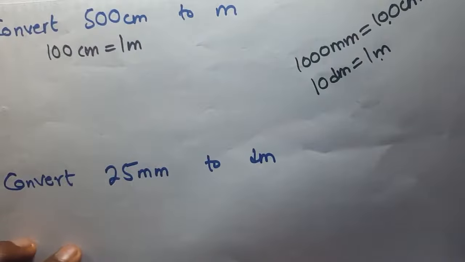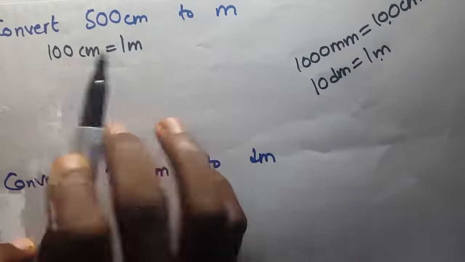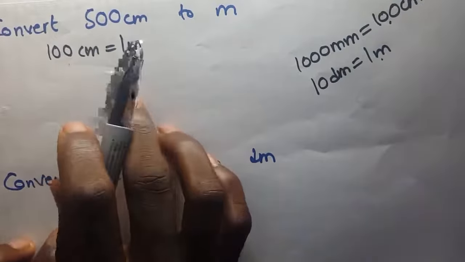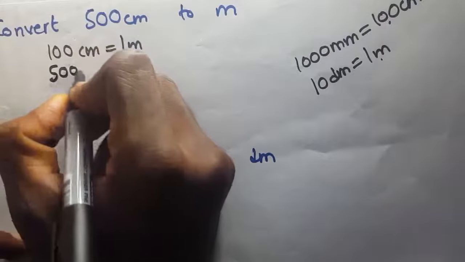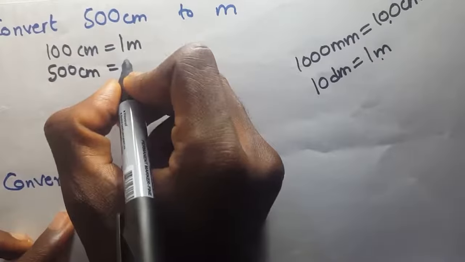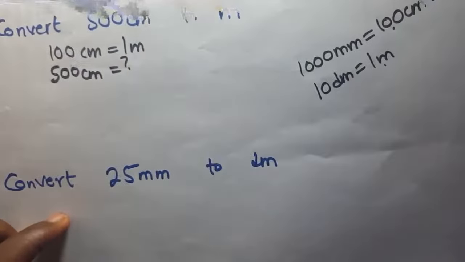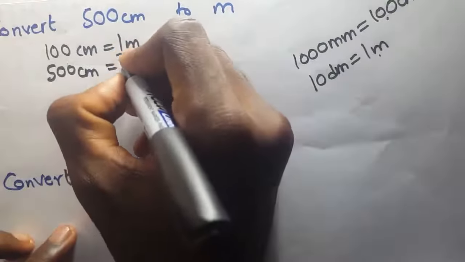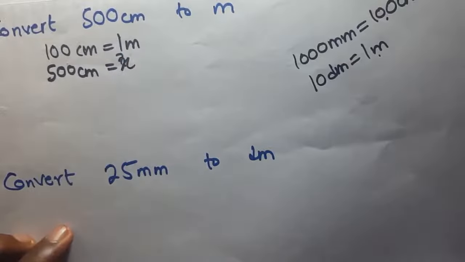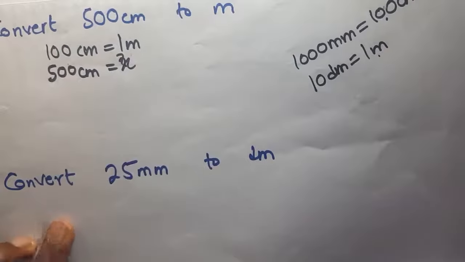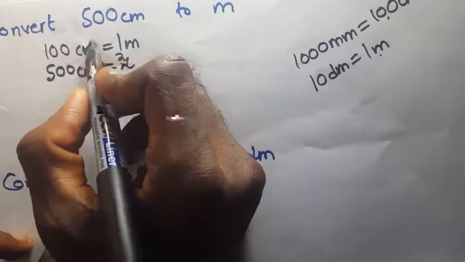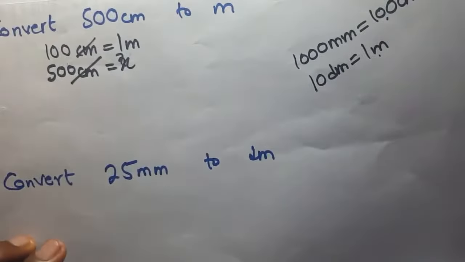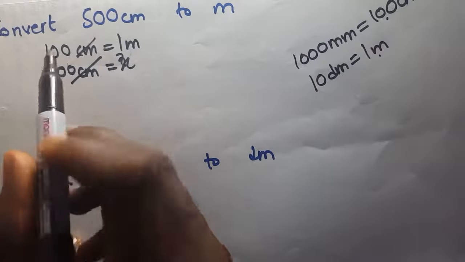Now, how do we convert this? We know that 100 centimeters equals 1 meter, but 500 centimeters equals what? That's what we don't know. So we write 500 centimeters right under the centimeter. Let's represent what we don't know with the variable x, and we do a cross multiplication. In order not to make a mistake, always write the centimeter under the centimeter, and they cancel out.